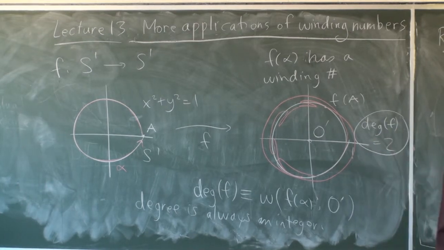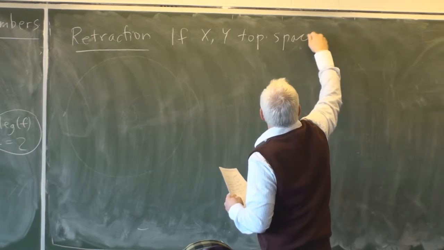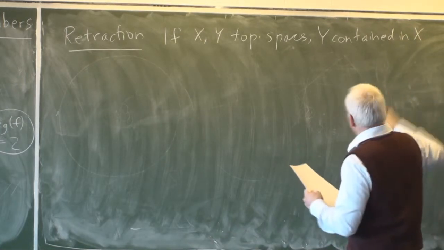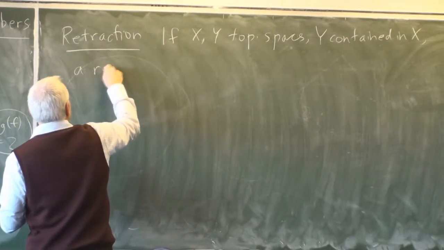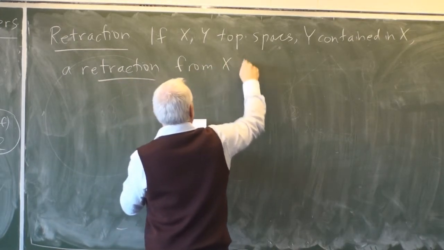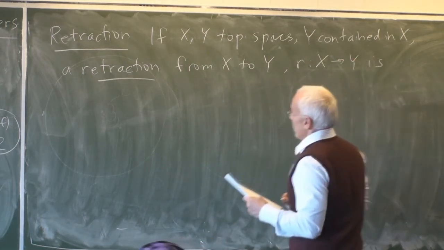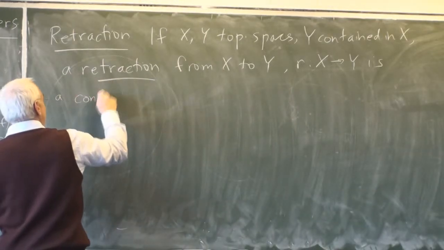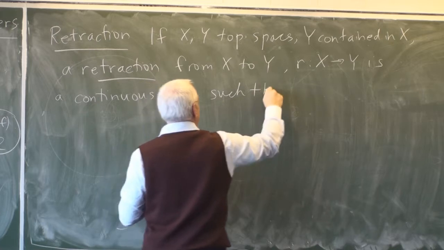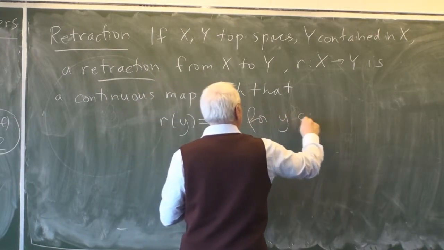Let's define the notion of a retraction. If X and Y are topological spaces, and Y is contained in X, then a retraction from X to Y, so let's say R, that is by definition a continuous map which satisfies that R of y equals y for y belonging to Y.